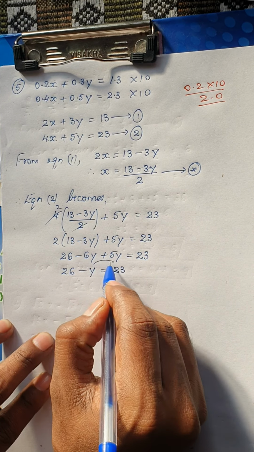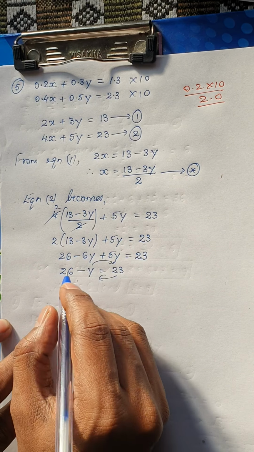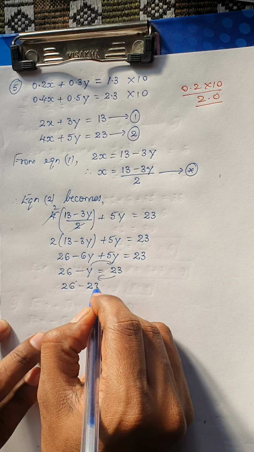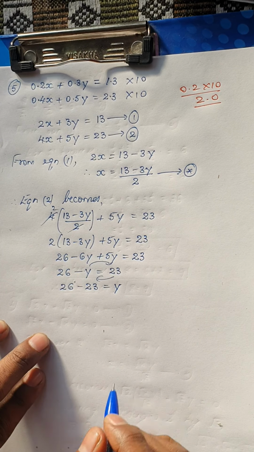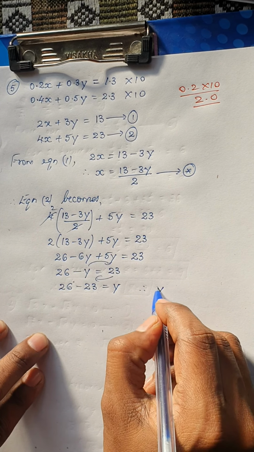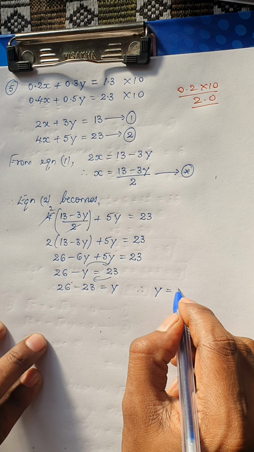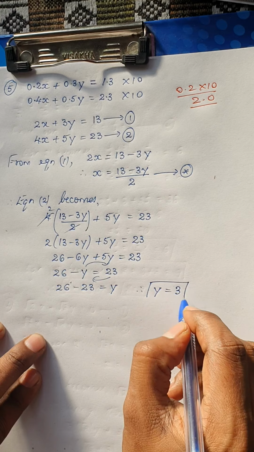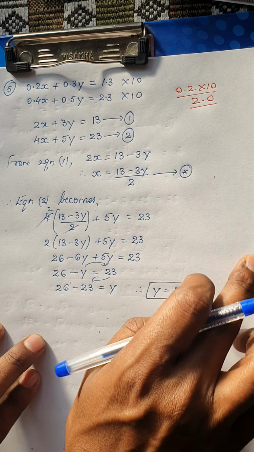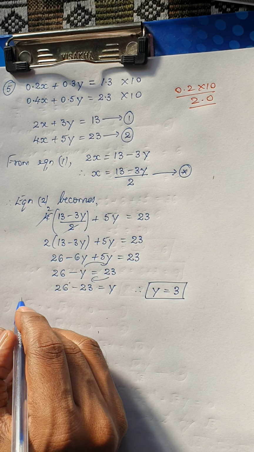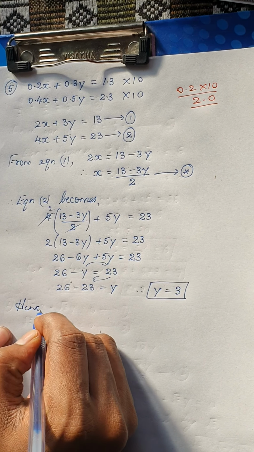Now shift y to the right hand side and bring 23 to the left hand side. I will get 26 minus 23 is nothing but y. Therefore I am going to get the y value as, what is 26 minus 23, Kritika? Right, it is 3. So once you get the value of y as 3, put it back into equation star, and you get back the value of x.